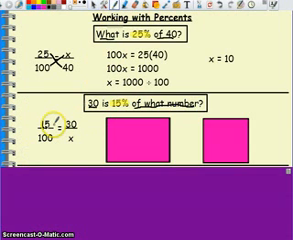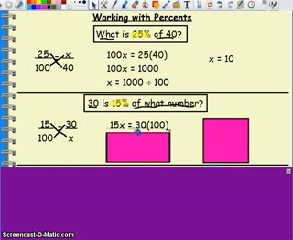Again, we can cross multiply our numerators and denominators. So 15 times x is going to be equal to 100 times 30. So 15x equals 30 times 100. And I know 30 times 100 is 3,000. So 15 times some number equals 3,000.